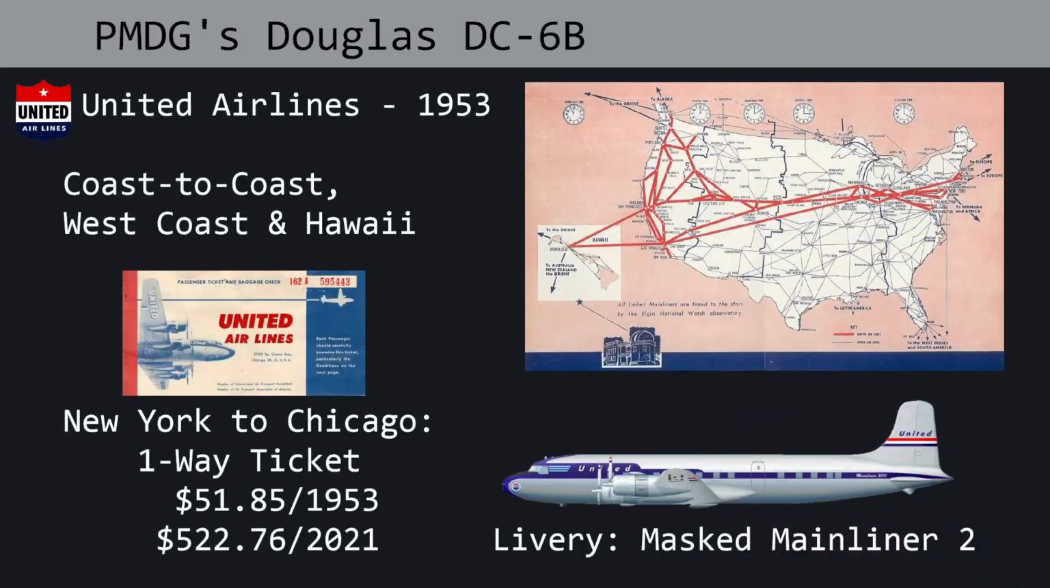We are recreating a real-world United Airlines flight from way back in 1953. Back then, United basically did coast-to-coast, West Coast, and Hawaii flights. Our flight today is going to be New York to Chicago. So New York to Chicago is what we're going to be doing today.